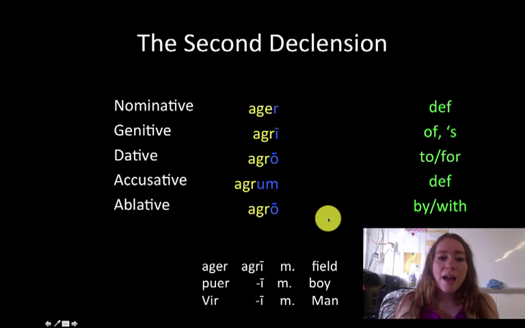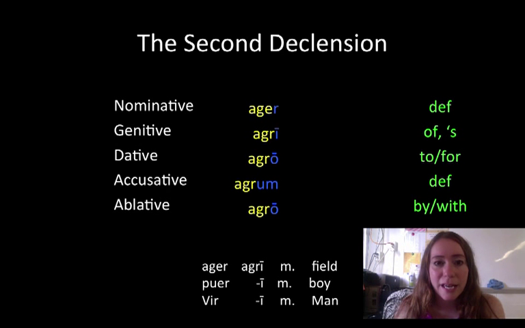Now there are some nouns in the second declension that do not use us as their ending. Instead we use r for the nominative. And those nouns would be ager, puer, and vir. Notice how they have an r at the end instead of us. However, their genitive is still the letter I, and their gender is still masculine. These work very similarly, except the us changes to an r, and in some of the nouns, the e will disappear before the r. That will be noted in the genitive singular if that happens.